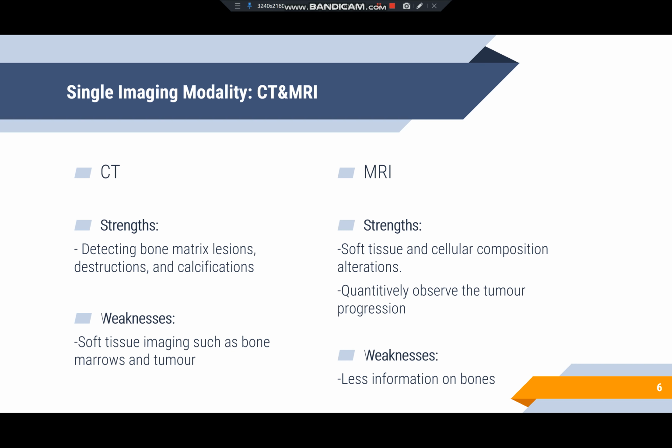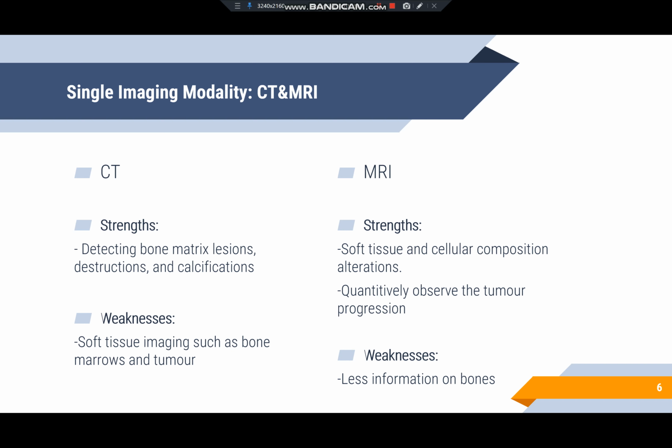CT generates the contrast in the image based on the different attenuation of radiation when penetrating through the different tissue. Since the X-ray tubes are rotating around the patient while the patient is moving orthogonally to the X-ray array, CT is able to collect the information by slices.